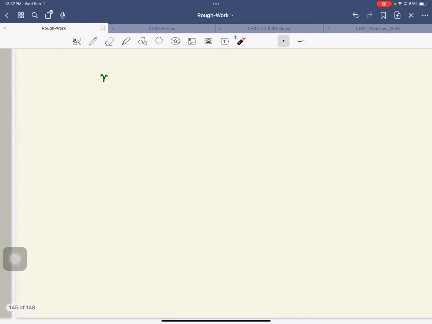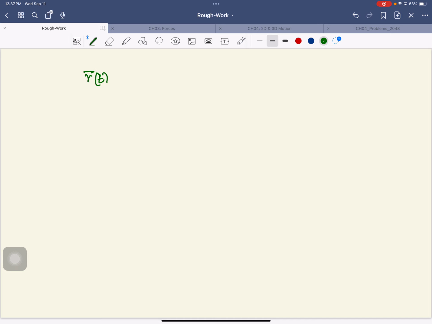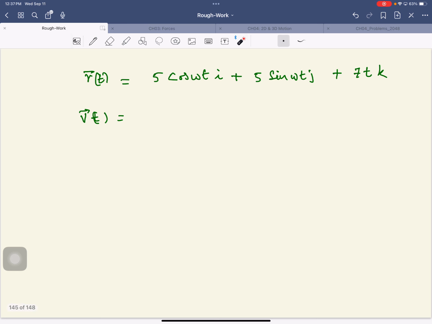So let's calculate those things. This is a fairly simple example. r(t), you saw what the motion was, 5 cosine. v(t) is the time derivative of that. The derivative of cosine is negative sine.